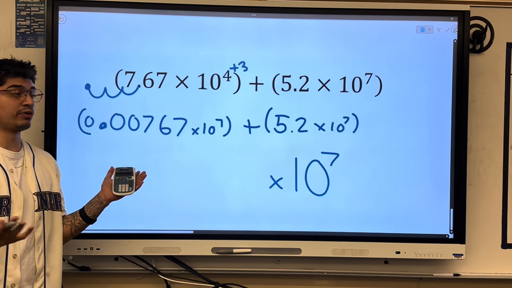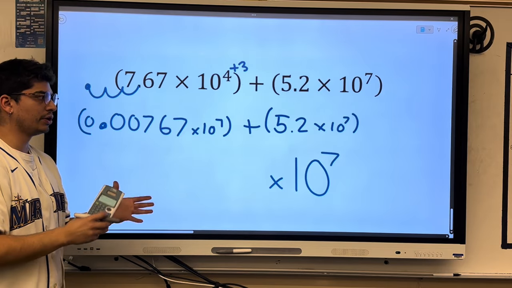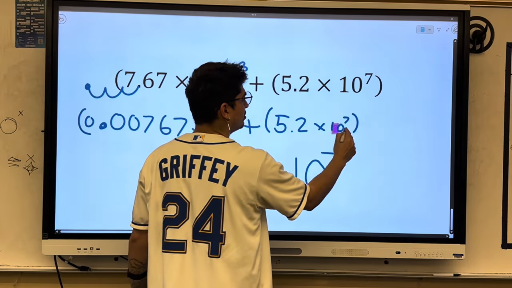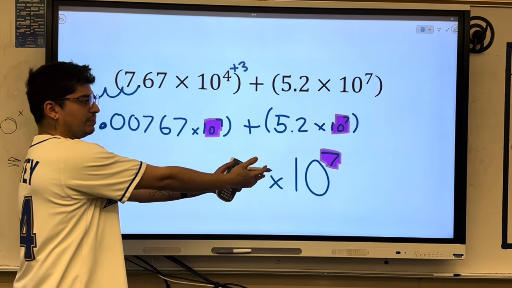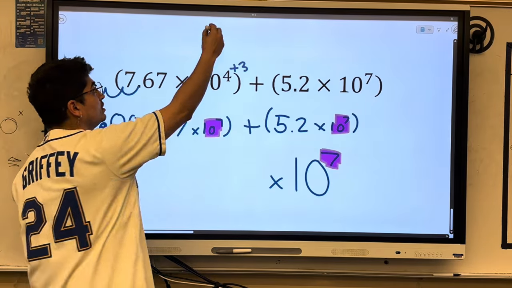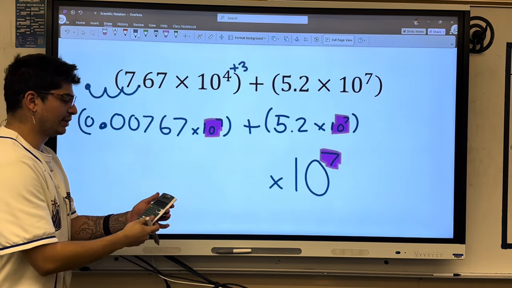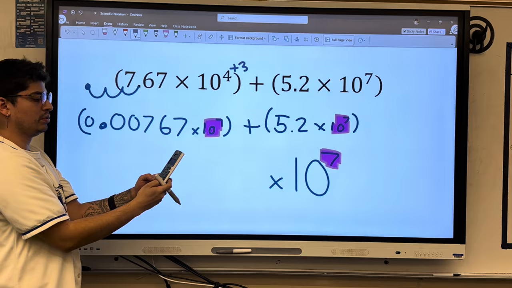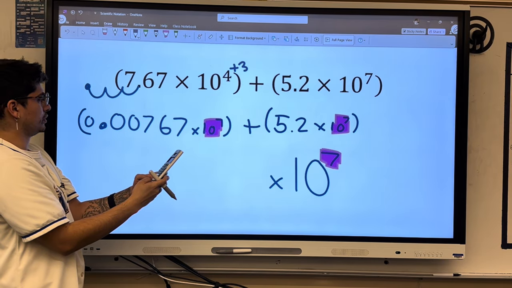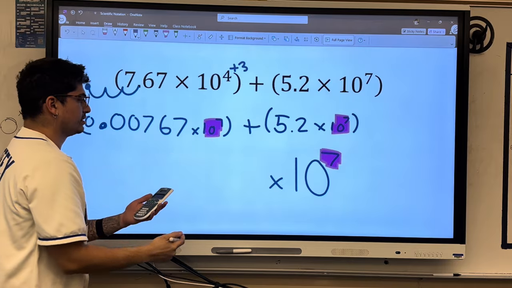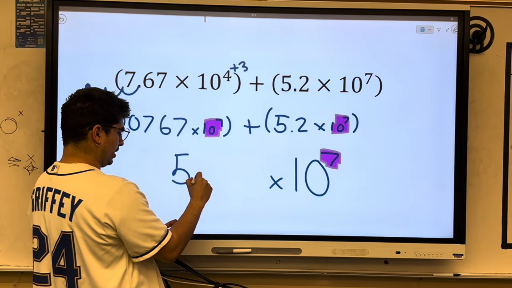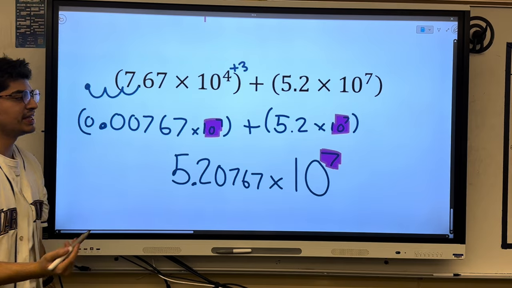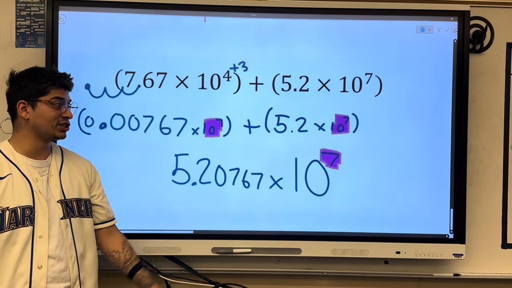So now it's just like the problem before, right? I've changed my number so that they have matching exponents. So this is where it comes easy, right? Because these are matching, that's why this gets to be the part of the final answer. I want that 10 to the power 7. So from here, I'm going to give my brain a little break. I'm going to grab my calculator and add this number and this number. 5.2 plus 0.00767, and you'd end up getting 5.20767 times 10 to the 7th power. And we already have scientific notation, so this is your final answer.